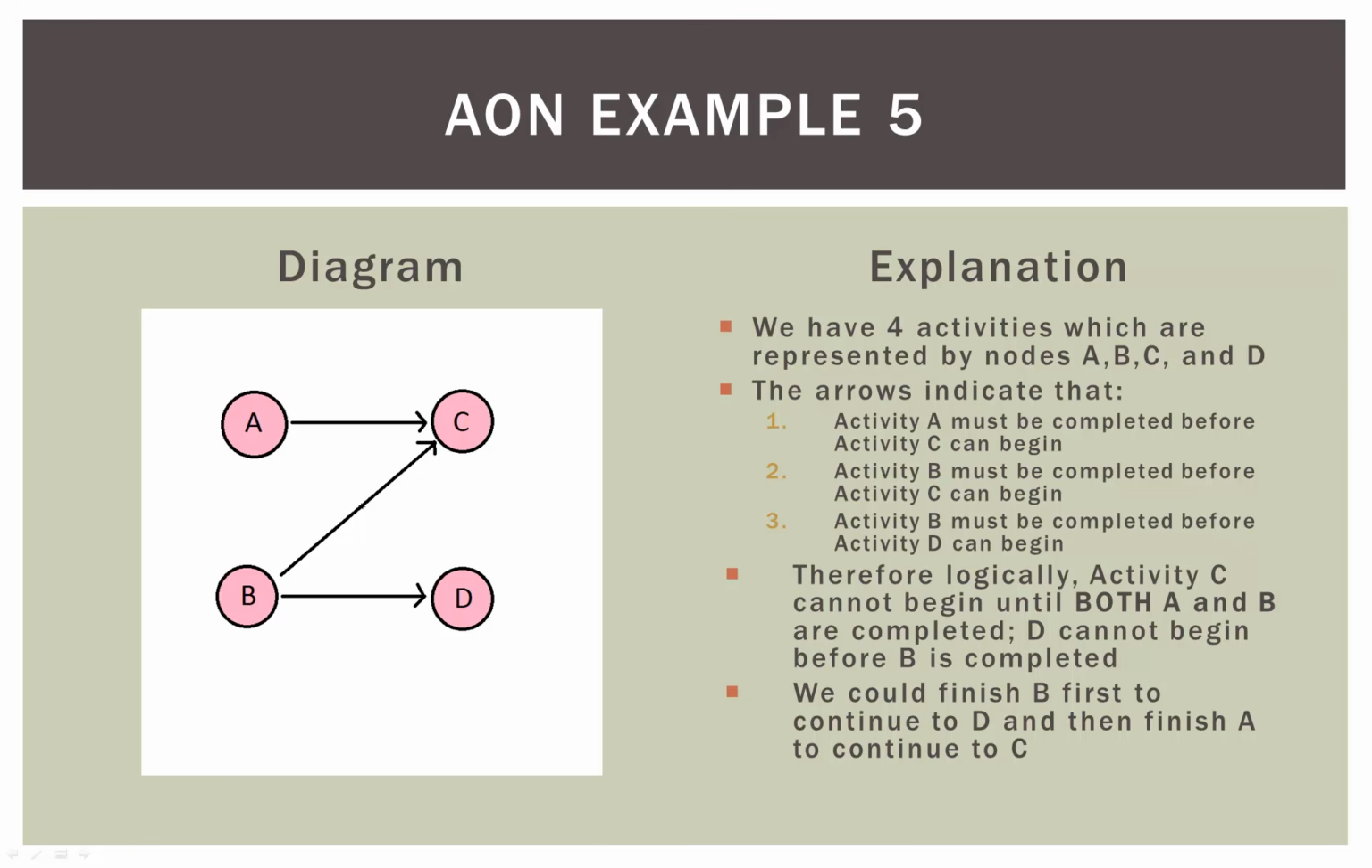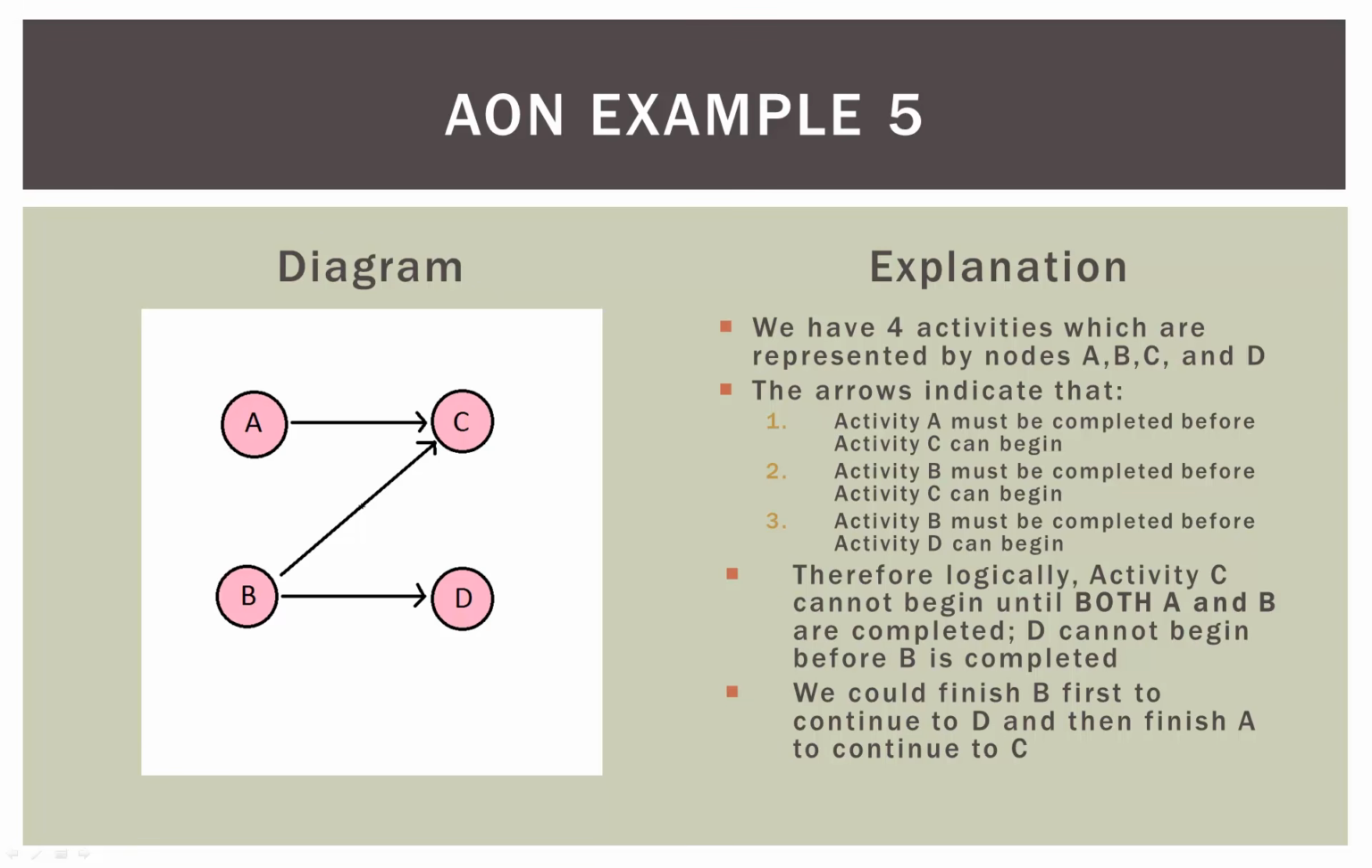So here's example 5. We have the same 4 activities, A, B, C, and D. Now if we look at each arrow, activity A must be complete before C can begin. Activity B must be complete before C can begin. And activity B must be completed before D can begin. So therefore, logically, activity C cannot begin until both A and B are completed. Because you see, C is dependent on A and B.